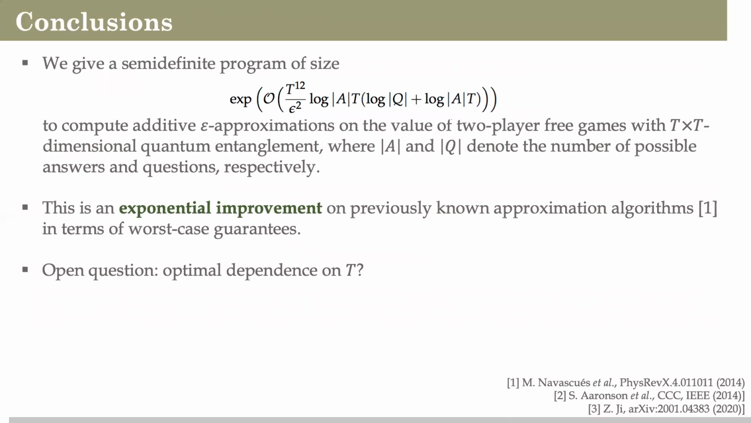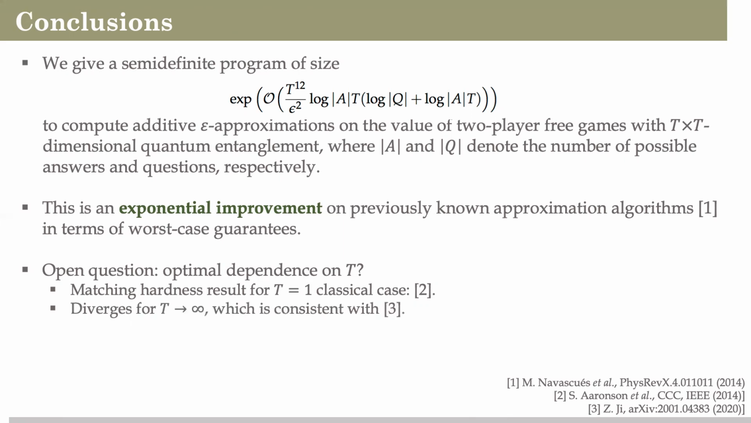For an open question, it would be interesting to look at whether the t dependence of our result is optimal. As there exists a matching hardness result in the classical limit when t equals 1, we can deduce that the A and Q dependence of our result is optimal. However, it does not tell us anything about the optimality of the t dependence. So it might be worth exploring some other methods as well, for example, epsilon-net-based methods, to see whether this t dependence is optimal or not. We would also like to remark that our result is consistent with the recent hardness result for omega_q, as the complexity diverges when t goes to infinity.